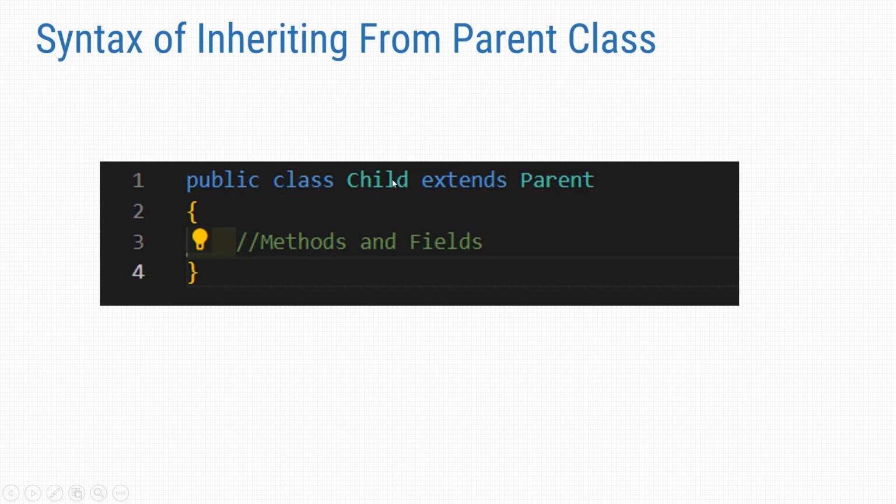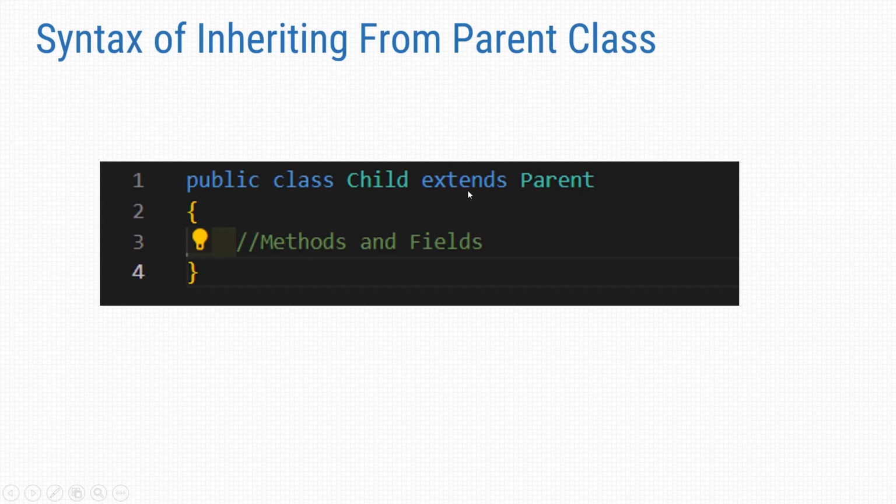And child is just the class name that we are choosing here. So we can choose any name. Just to explain you in a better way, we have chosen child as the class name. And how do we extend it? How do we inherit the properties from other class? We use extends keyword in Java.